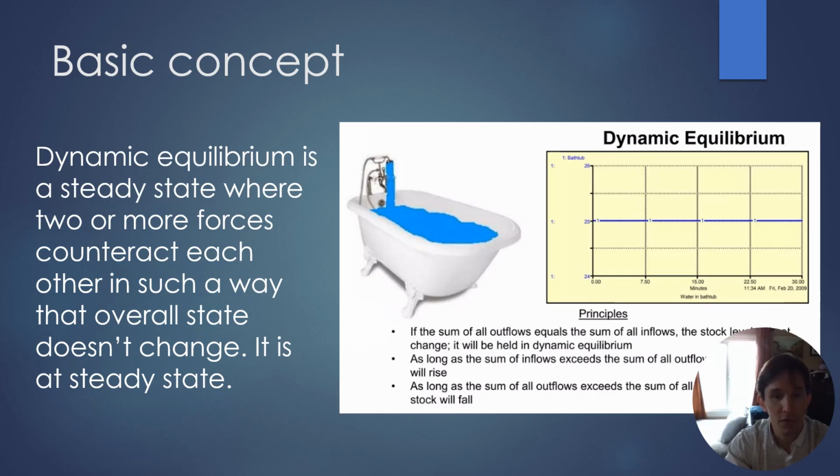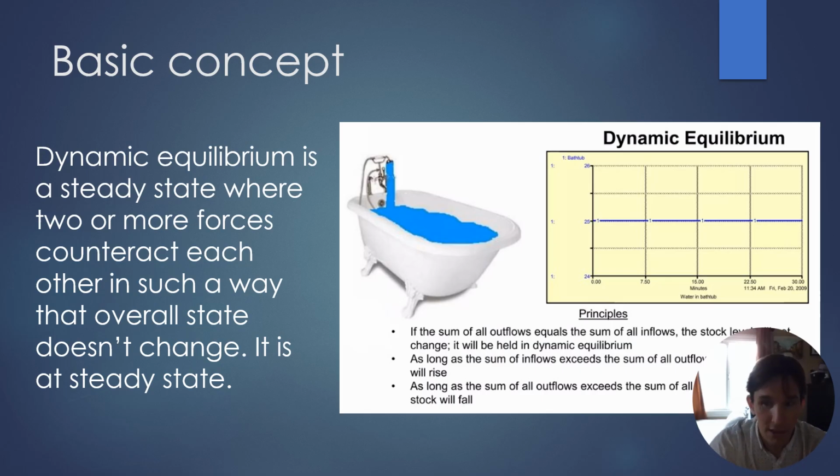The basic concept of a dynamic equilibrium is when more than one force is actively acting in different directions or in different ways, counteracting each other, and when all forces are balanced, we come to some sort of a stable point. However, it does not mean that nothing is going on. It's just that forces are actively counteracting each other and have found some stable point, which we call dynamic equilibrium.